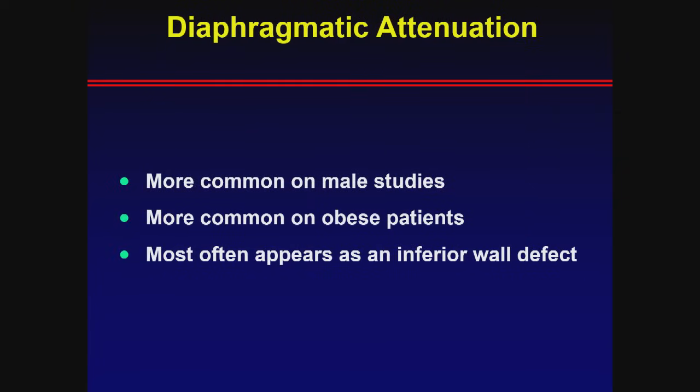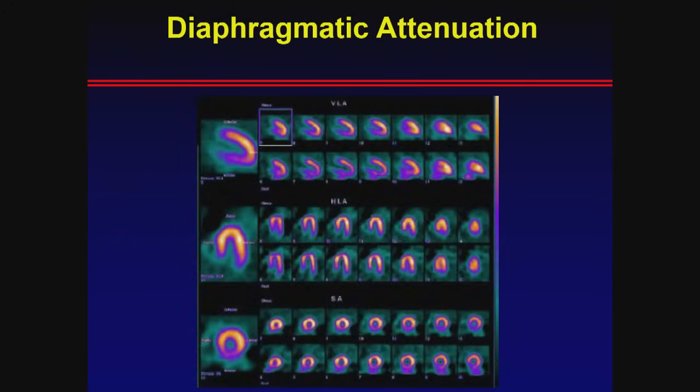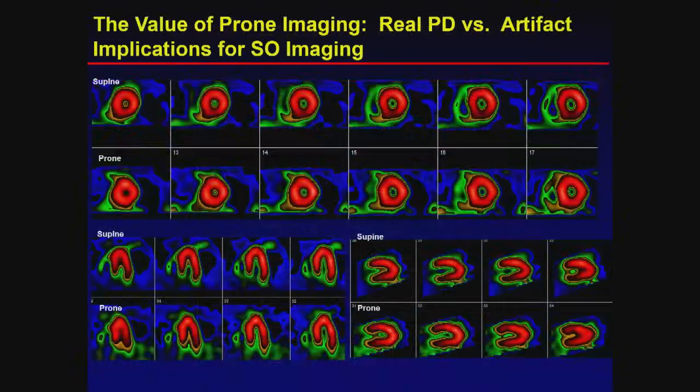Also, diaphragmatic attenuation, more common in male patients, more common in obese patients, usually involves the inferior wall. You can see this here, this reduction in counts in the inferior wall. This is kind of classic attenuation. Nowadays, what we do is we do prone imaging. And here's an example where someone had an inferior defect on supine imaging.